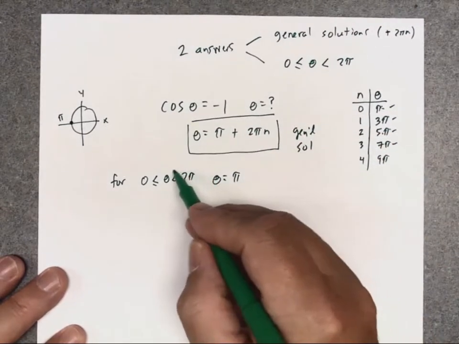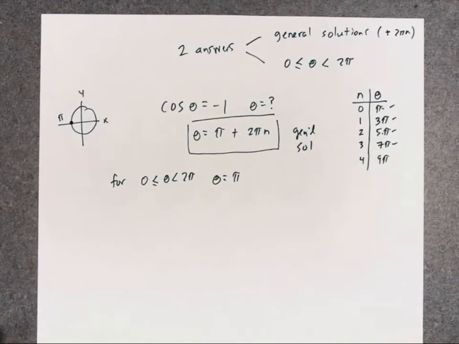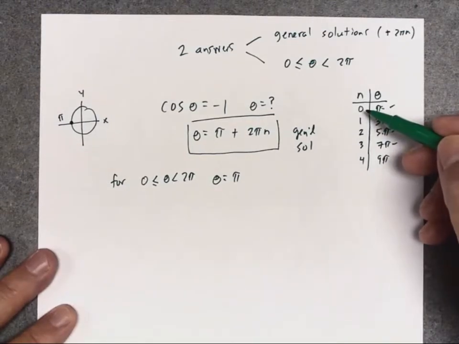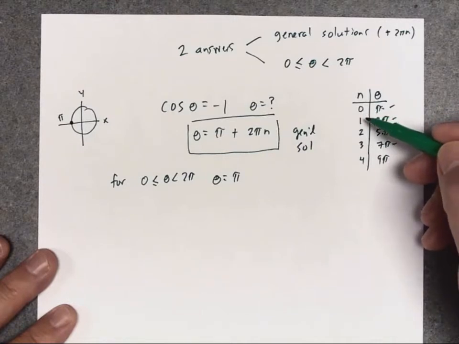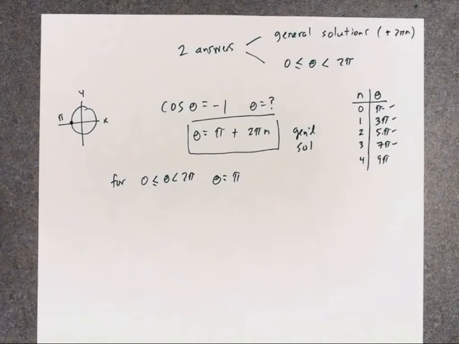When I want to find a solution within a certain range, I have to just start with n equals 0 and keep increasing my n's until my angle gets larger than the 2 pi here.